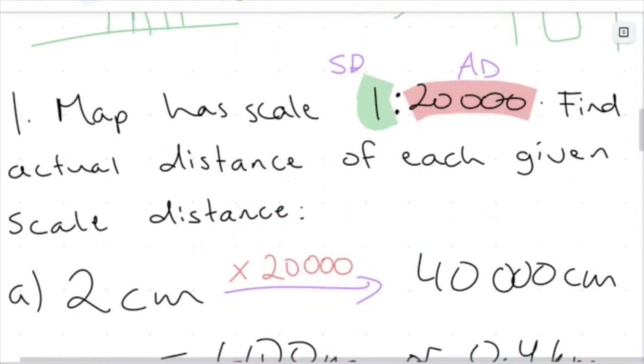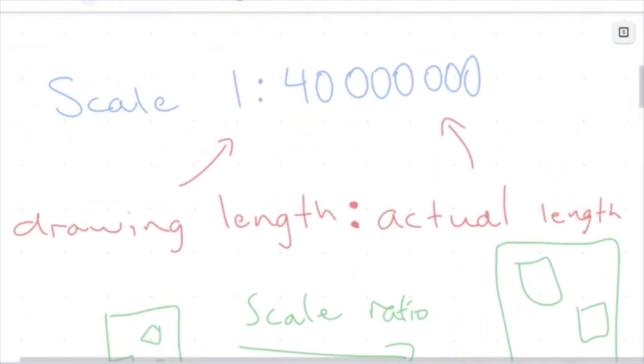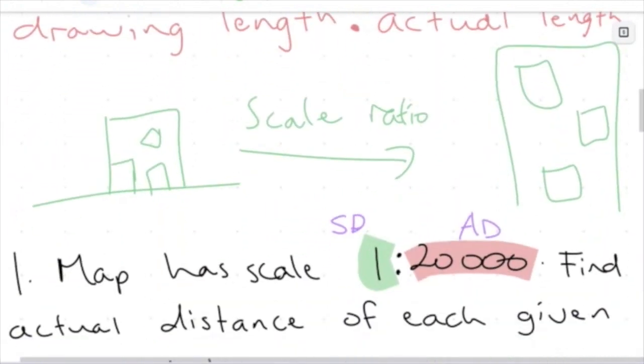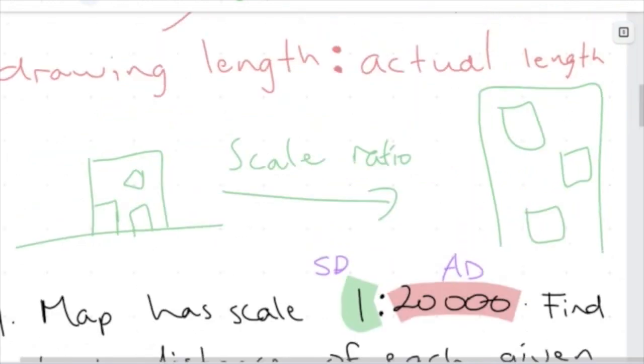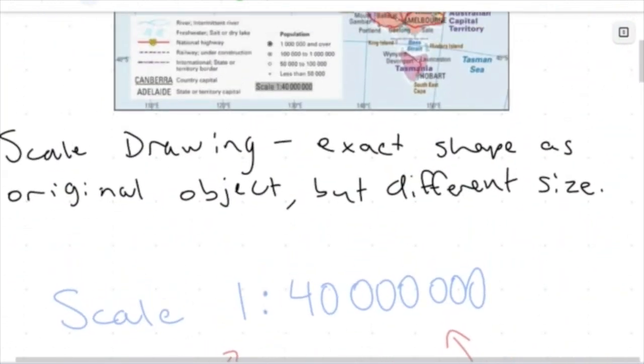And in the first example, the scale of my map was 20,000 times more. In this map of Australia as well, my scale was 40 million times more. So the scale drawings, they tell us the exact shape, but a different size. And the scale ratio can give us an idea of how large this would actually be in real life.